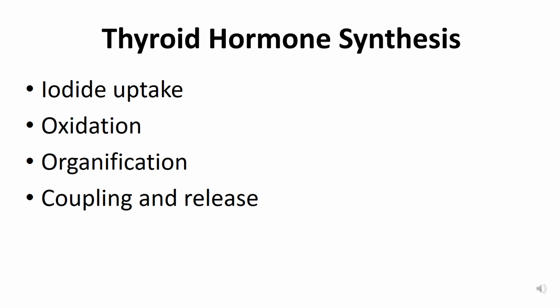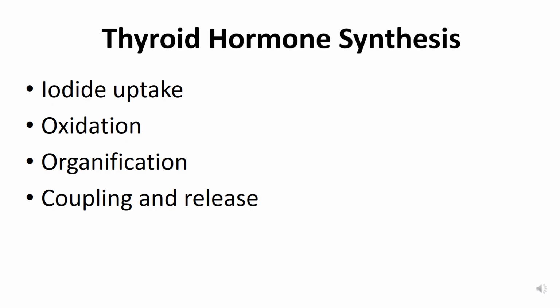The process begins with iodide uptake. Iodide is a form of iodine obtained from food and water. The thyroid gland actively pulls iodide from the bloodstream into its cells. This step is extremely important because iodine is essential for thyroid hormone production. Once inside the thyroid gland, the iodide moves into the follicular cells. Here, the next step begins.